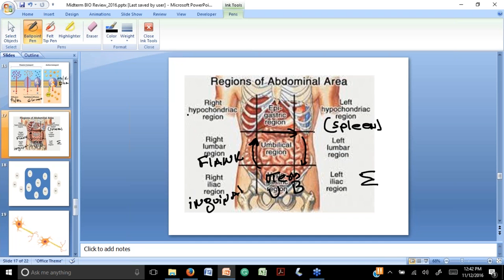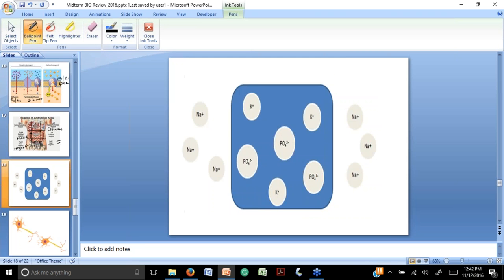So I will tell you, this is the umbilical region. What is above the umbilical region? Epigastric. What is lateral to the umbilical region? The flanks or lumbar. What is superior to the hypogastrium, the umbilical region, etc. So you need to remember that.